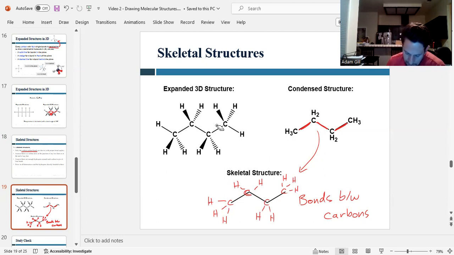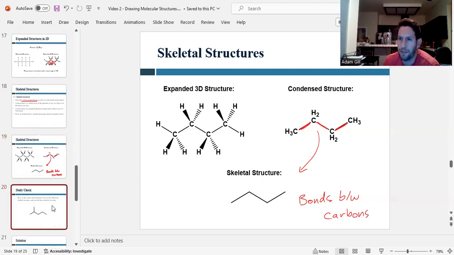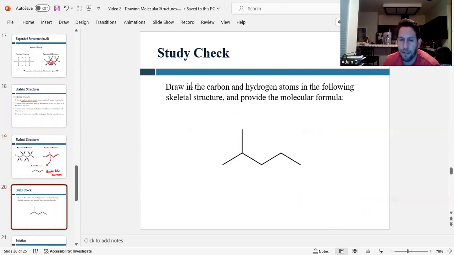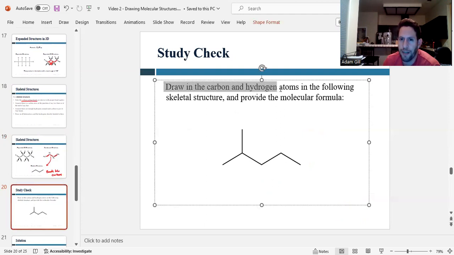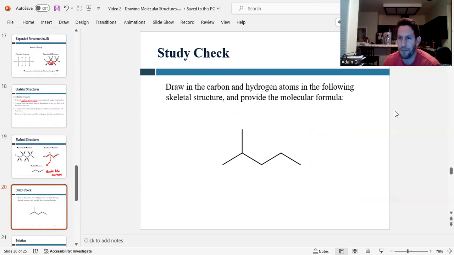And so the skeleton simplifies this and shows only the bonds between the carbons. This is the fastest way to draw molecules, and it's the simplest representation. So let's do some practice with this. Given this skeleton, can we draw in all the carbon and hydrogen atoms? So basically, let's go back to expanded from this.